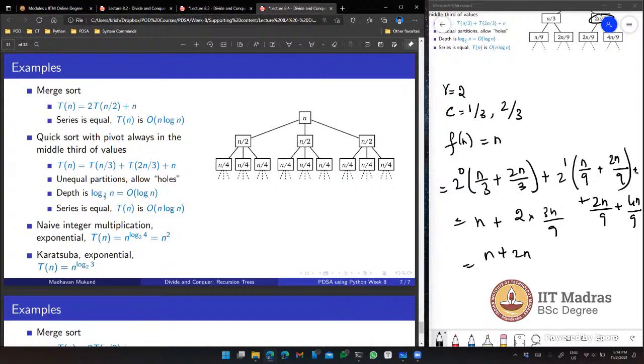Okay. Anything else? Can you discuss the practice assignment 8, the last question? That will be better.